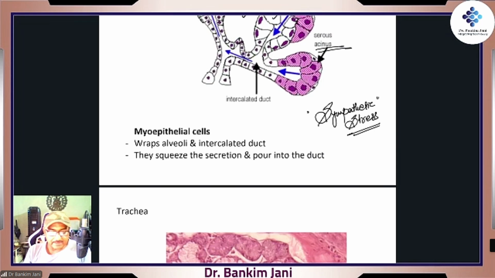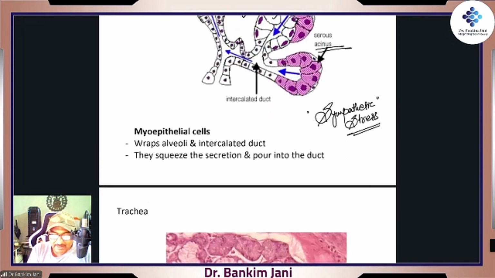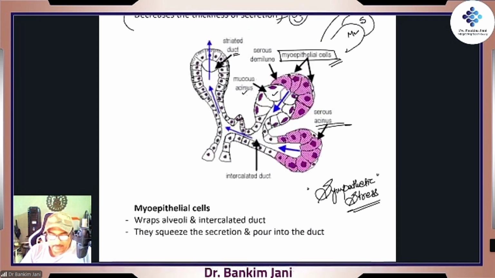So myoepithelial cells wrap the alveoli and intercalated ducts. You'll find them at the alveoli and the intercalated duct. They squeeze the secretion and pour it into the duct. Here, these are all intercalated ducts. All these ducts are connected, and this duct connection is similar at every level. All those ducts keep on joining like a river, and finally the main duct is formed.